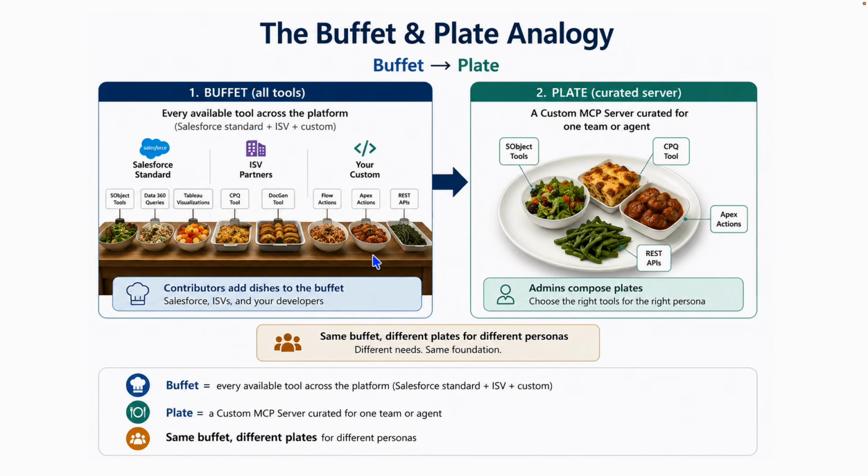So the idea here is, although you do have different personas in your org, you don't put everything inside the persona's plate. You go and identify the roles and responsibilities of the persona and then provide those tools to them. So same buffet, different tools to different personas. That's the model that we typically follow. And with the help of the custom MCP server, we can easily achieve that kind of a model.